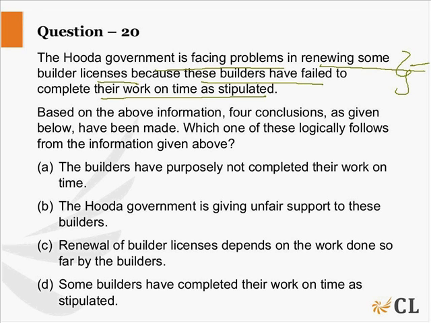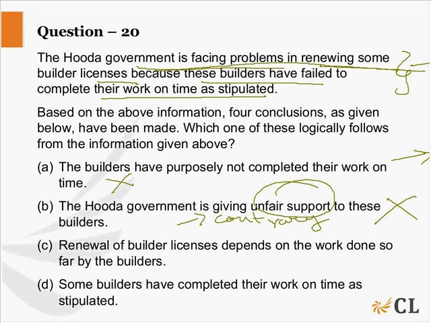Builders have purposely not completed. We cannot tell from the passage whether they have purposely not completed or whether there were other constraints. The passage does not say anything. So this goes beyond the scope of the passage. So it cannot be your answer. Huda government is giving unfair support to these builders. In fact, the passage is saying something contrary to this, the opposite. It is saying that the Huda government is facing problems in renewing some builder licenses. And why is the Huda government not renewing? Because these builders have failed to complete, not giving any unfair support. So this is your wrong answer.